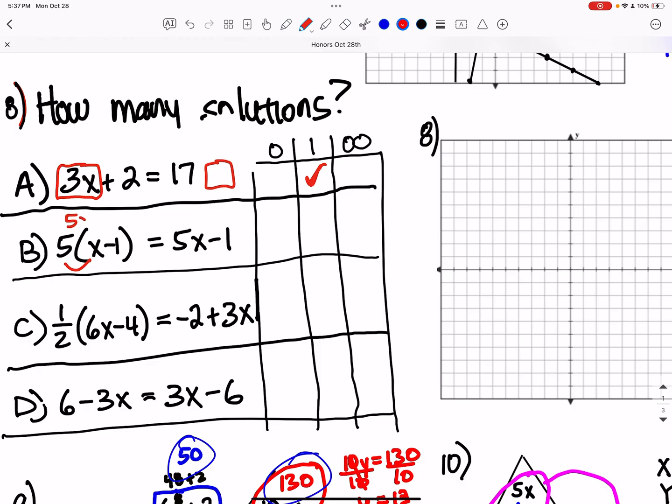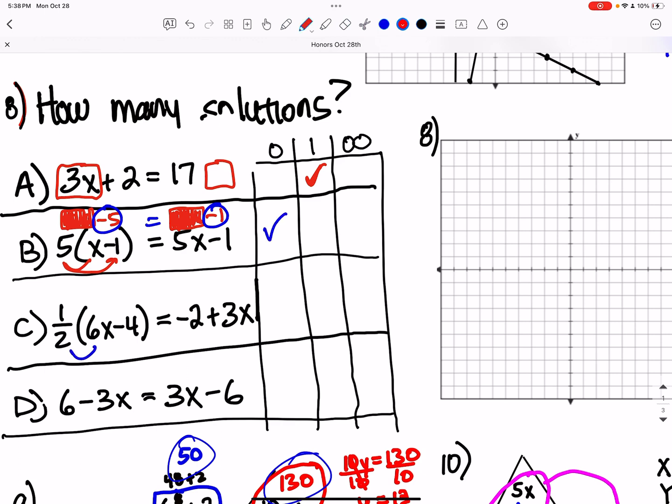5 times x is 5x. 5 times negative 1 is minus 5 equals 5x's minus 1. Okay, so we have 5x's over here. We have 5x's over there. They are going to cancel each other out, so this problem gets weird. It's either 0 or infinity. Let's see. Negative 5 equals negative 1. No, it does not. Not never.